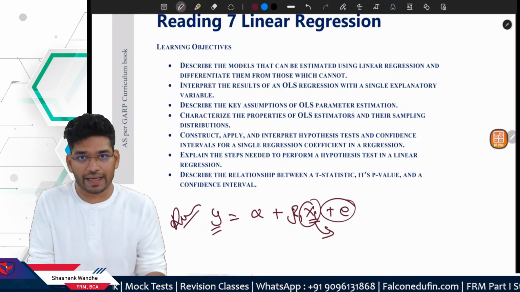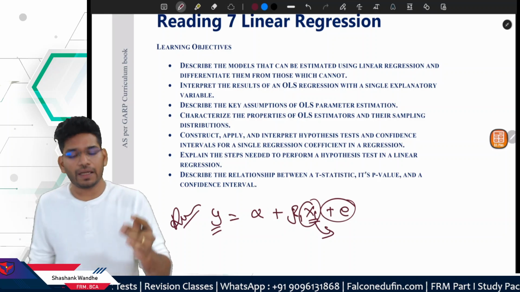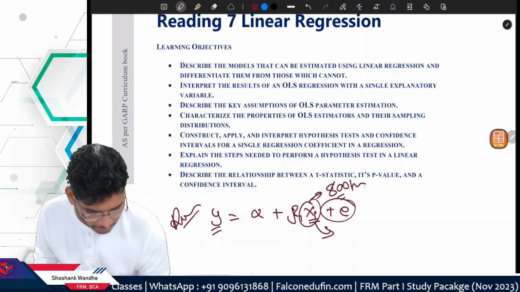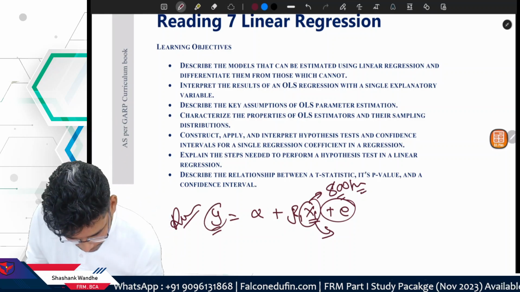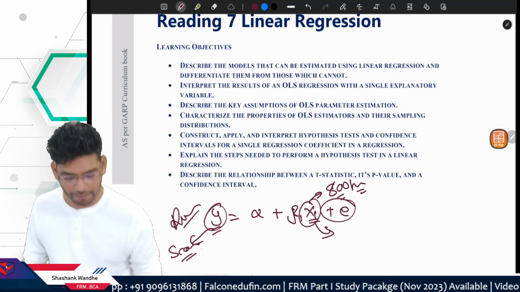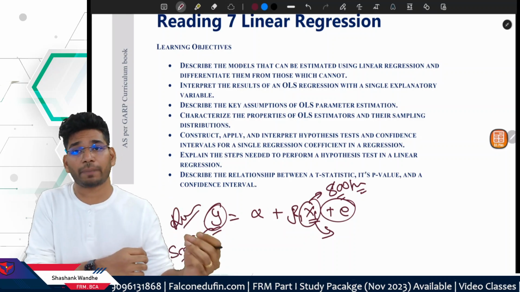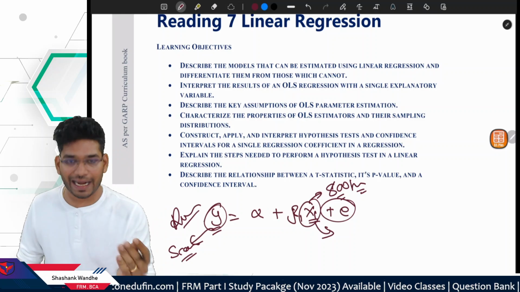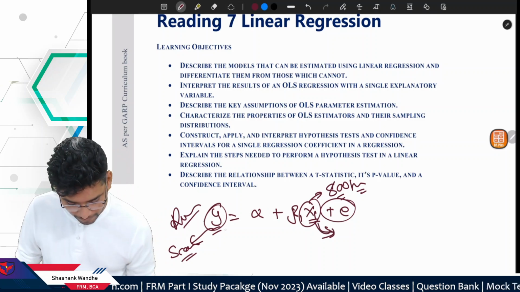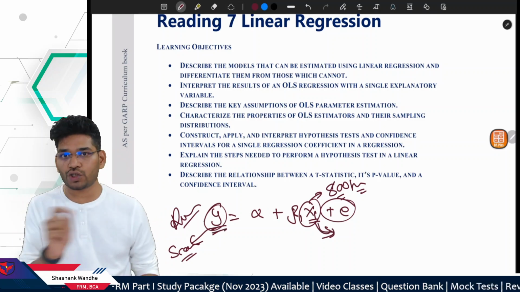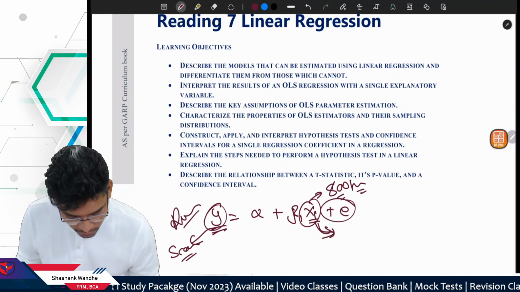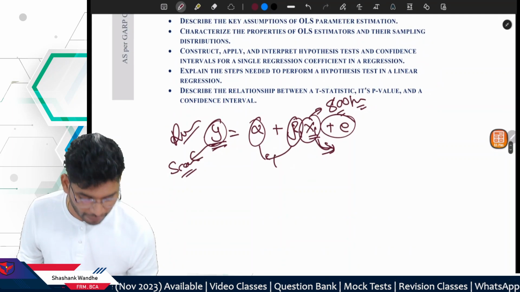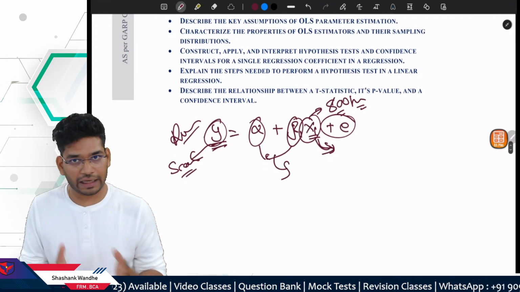You can't calculate x. If I have to give the simplest example: if a student prepares for 800 hours for the FRM examination, what will be his score? So x is the number of hours of preparation, y is the score, and we do this calculation with the help of alpha and beta. X is observed, y is calculated, so we don't have to bother about these two values. We have to only focus on the calculation of alpha and beta. This is our goal of this particular reading, linear regression.